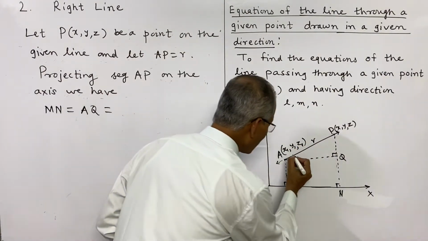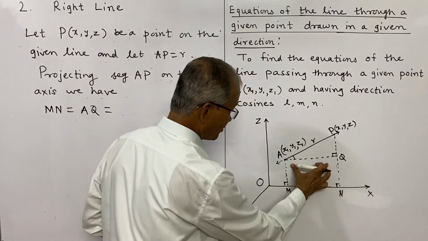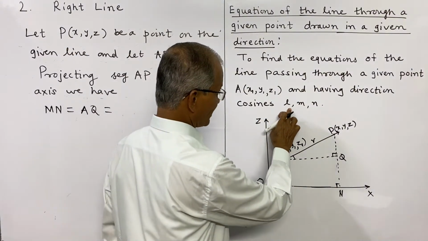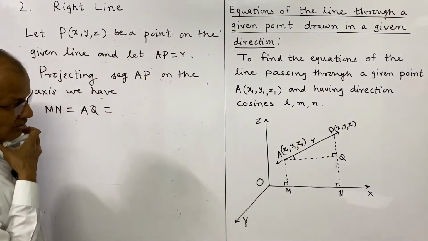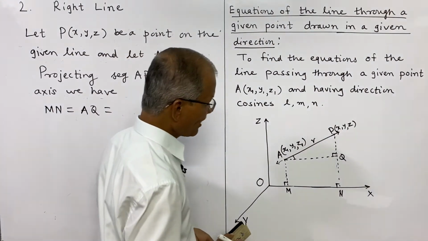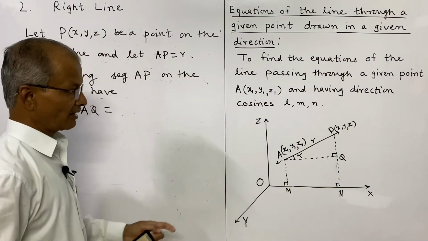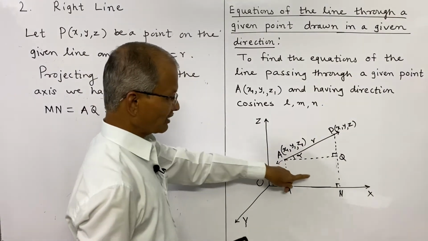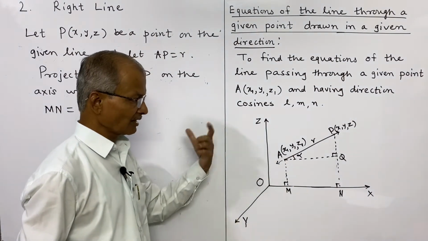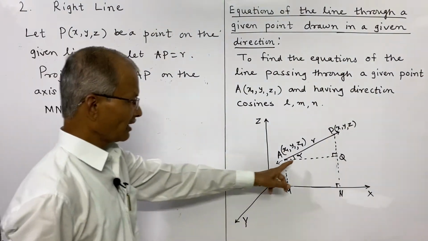Now what is this angle? This will be the angle made by the line with the x-axis, because AQ is parallel to the x-axis. The general notation for the angles made by the line with the coordinate axes is alpha, beta, gamma, and therefore we suppose this angle is alpha. So the angle made by the line with the positive x-axis is alpha, beta is the angle made by the line with the y-axis, and gamma is the angle made by the line with the z-axis.